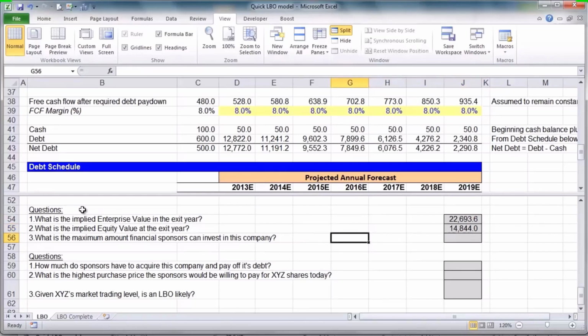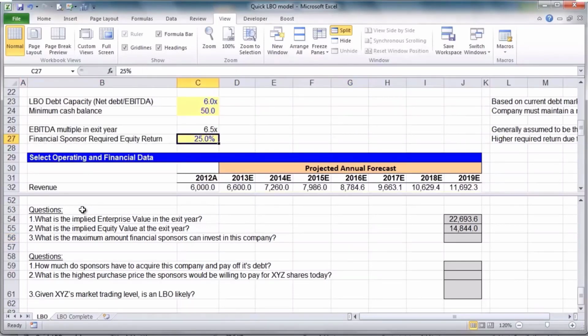So what is the maximum amount that we can invest in this company today and still hit that 25% IRR? Well, all we need to do is a simple present value calculation. We're receiving 14.8 in 4 years. That's our projection, our assumptions. We're going to discount that back at our required rate of return, 25%. And that 14.8 comes in 4 years, because we're acquiring the company in 2012 and exiting in 2016.